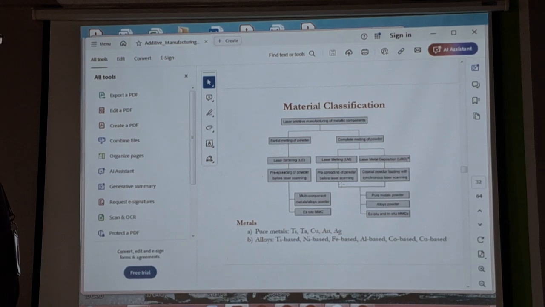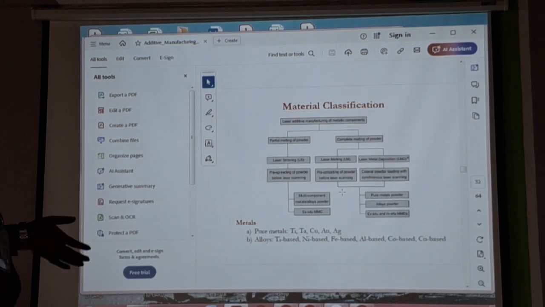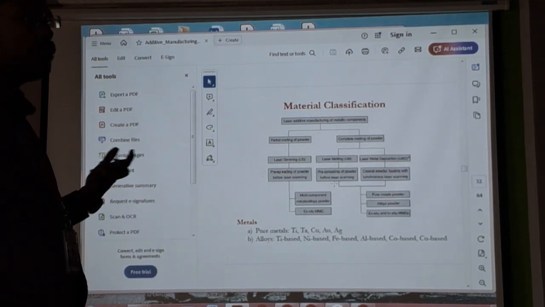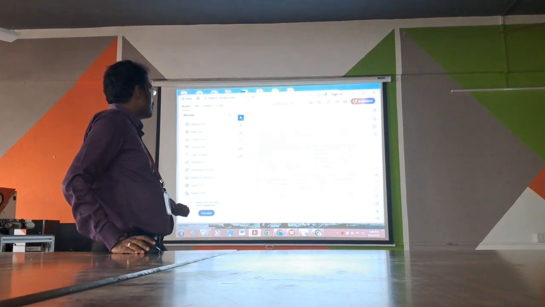In the laser melting process, there is pre-spreading of the powder before laser scanning, and coaxial powder feeding with synchronous laser scanning. Here we have classified three categories: metal powder, acrylic powder, and exclusive and insensitive. First, you should know the basic thermal properties, then only you can choose the process as well as the material for additive manufacturing. Thank you.